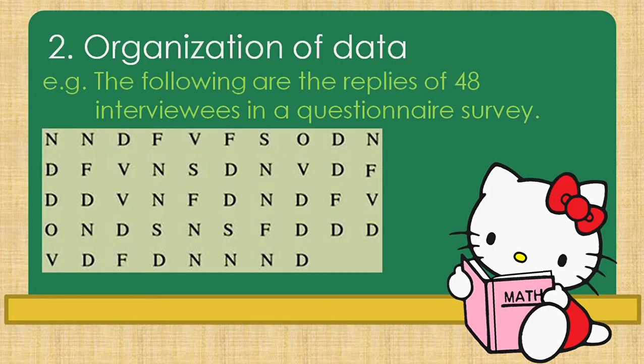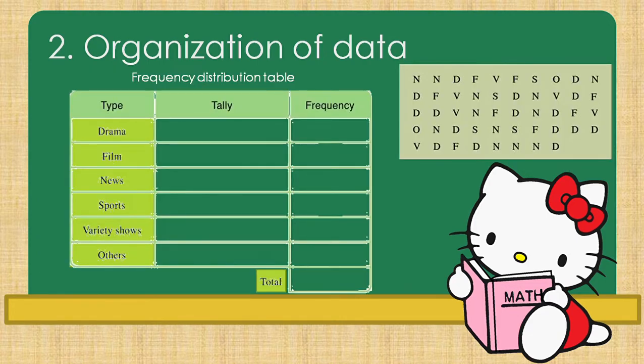Okay, there are 48 interviewees filling in the questionnaire, and then we can get several data like this. The letters represent different types of TV programs they like. And so what we have is the data like this, and we need to organize it using a table. The table is already shown here. What we have to do is count it one by one. We will see a column called tally. Tally is a place for us to mark it down by some symbols.